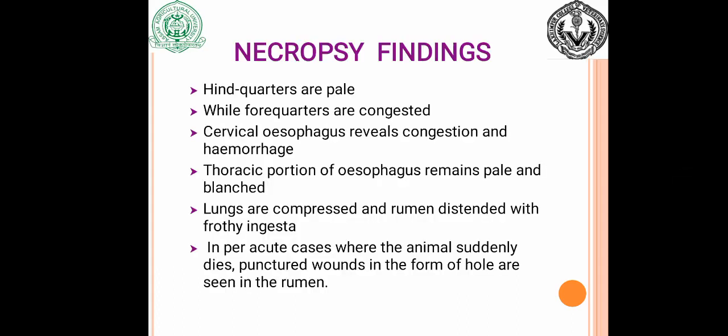Necropsy findings. Hindquarters are pale, while forequarters are congested. The cervical esophagus reveals congestion and hemorrhage. The thoracic portion of the esophagus remains pale and blanched. Lungs are compressed and the rumen is distended with frothy ingesta. In par-acute cases where the animal suddenly dies, punctured wounds in the form of holes are seen in the rumen.